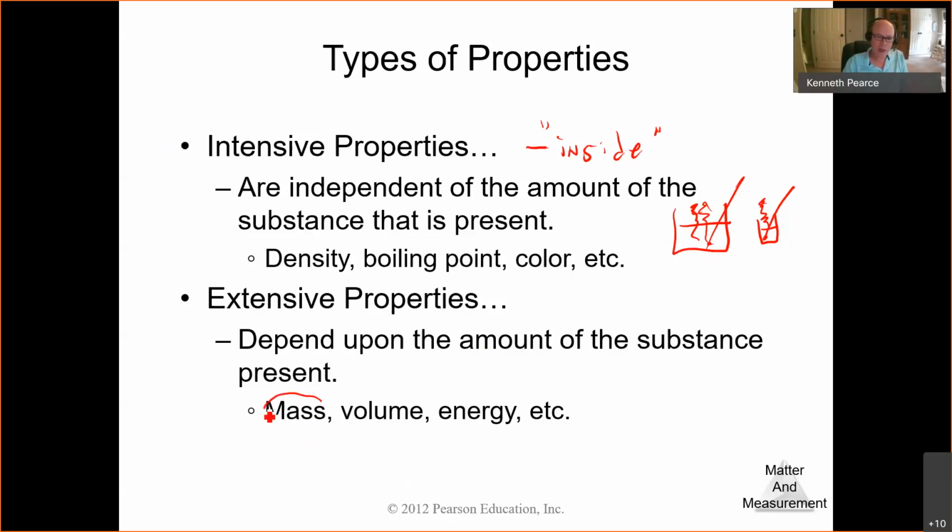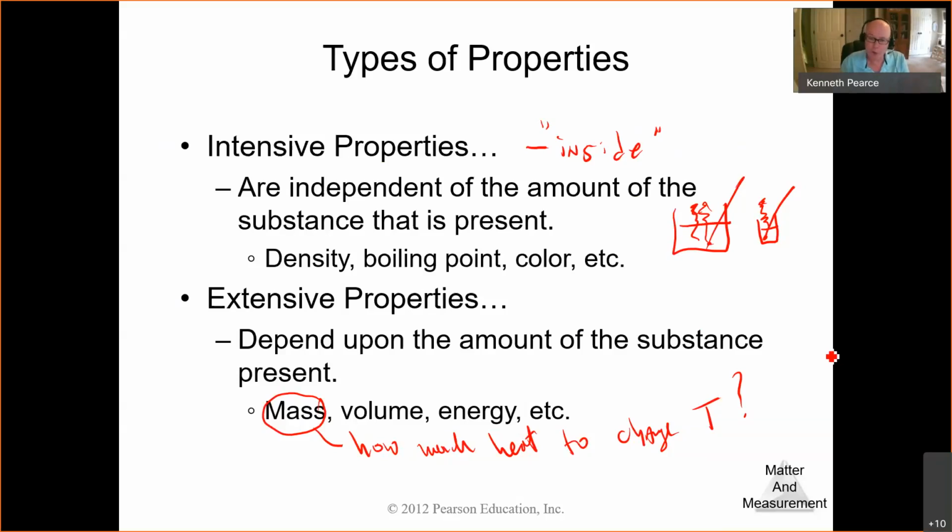Like, for instance, mass. How much heat to heat it up? How much heat to change the temperature? Well, what would make sense? If you have less mass, it would take less energy to change the temperature. In other words, think about putting it on a stove.